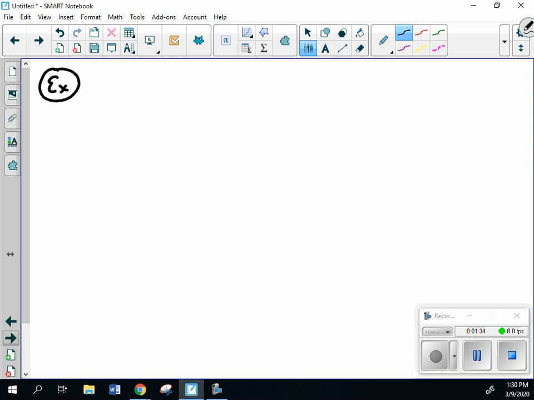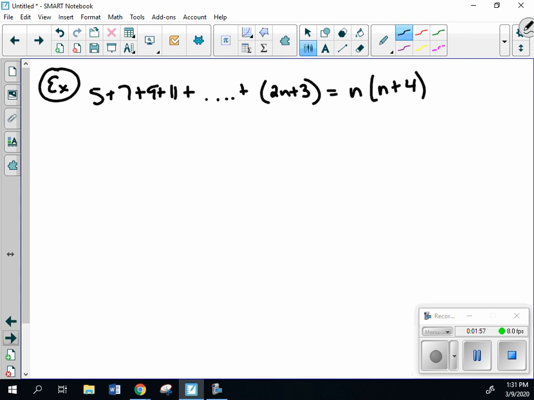So the first example, let's say that I have 5 plus 7 plus 9 plus 11 plus ... It comes out as a formula of 2n plus 3, which I'm going to tell you now. So that 2n plus 3 is where I'm going. I could also have a formula of n times n plus 4. Okay, so what I'm going to do here with mathematical induction is show that 2n plus 3 is the same thing as that n times n plus 4 when I'm looking at my next term.